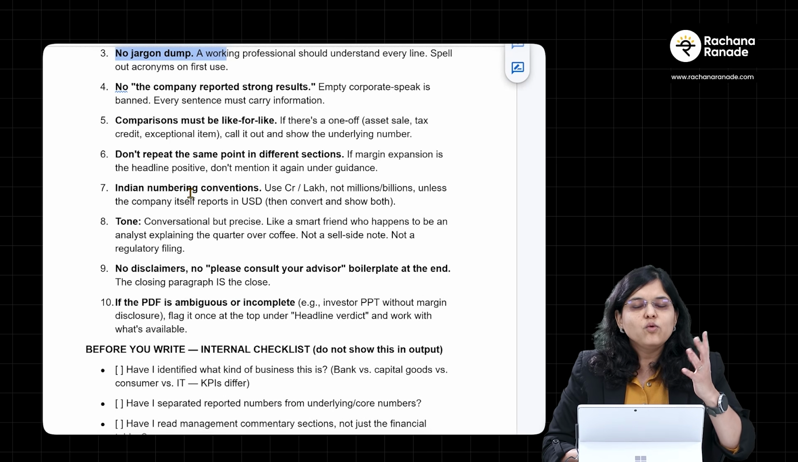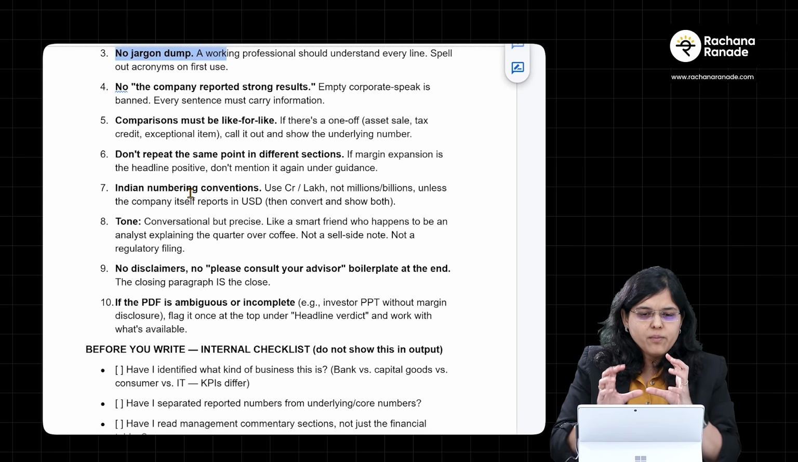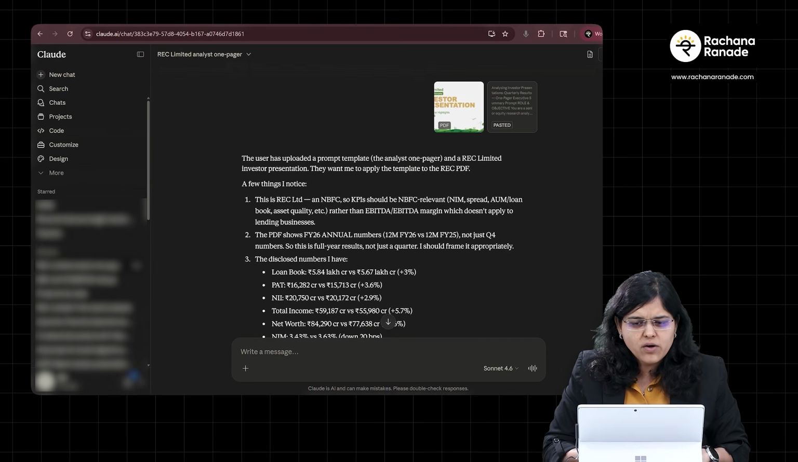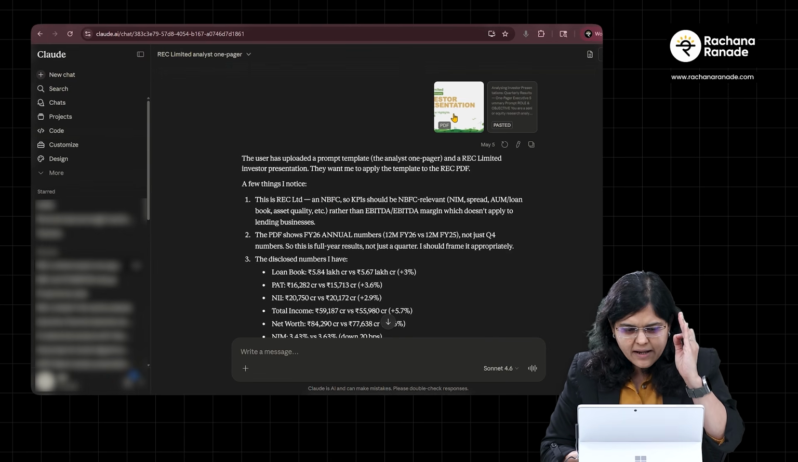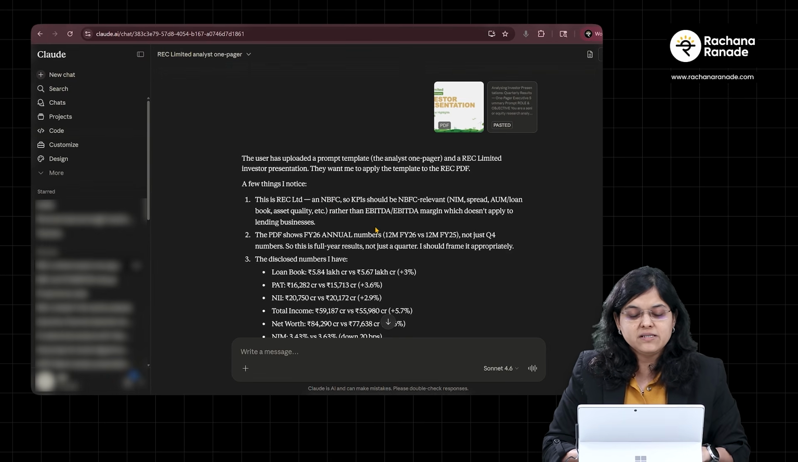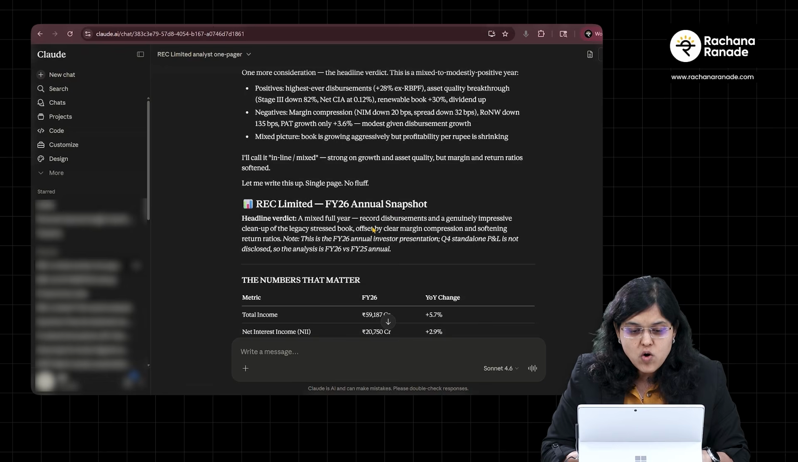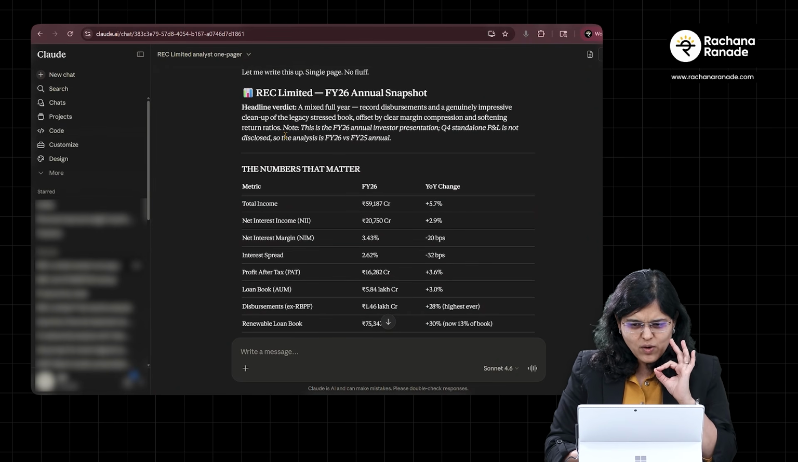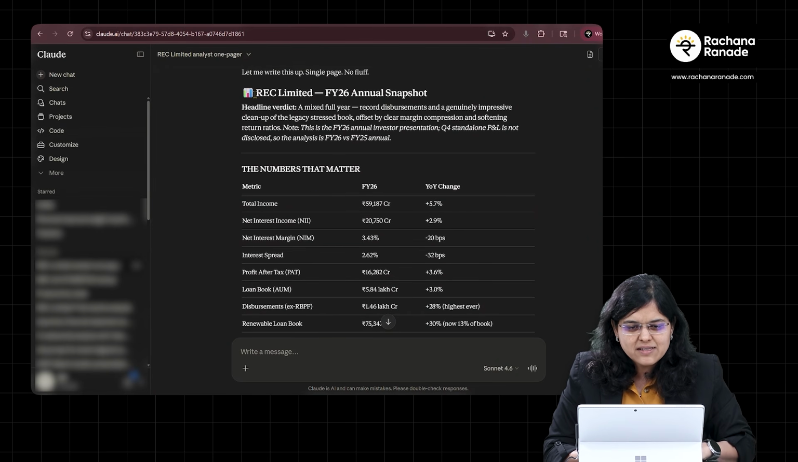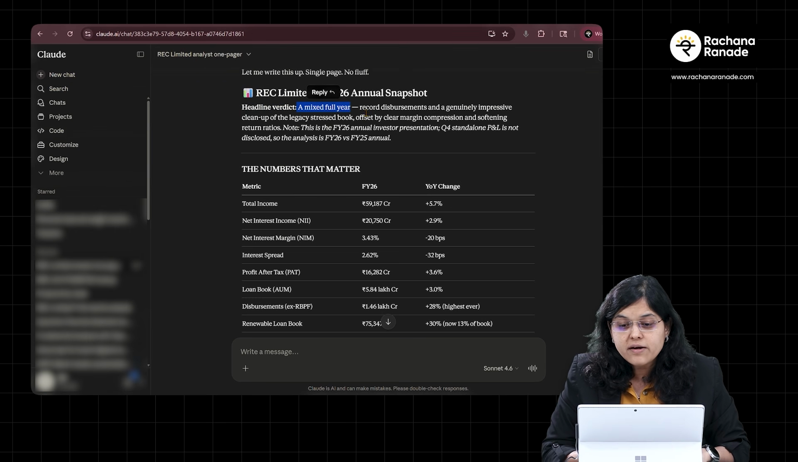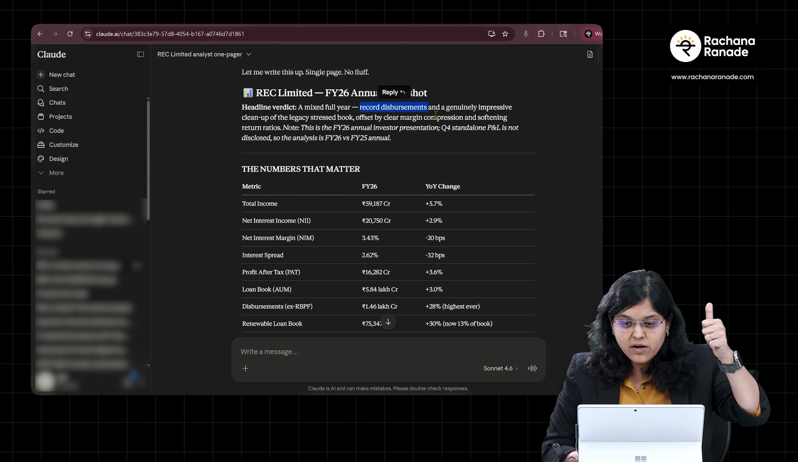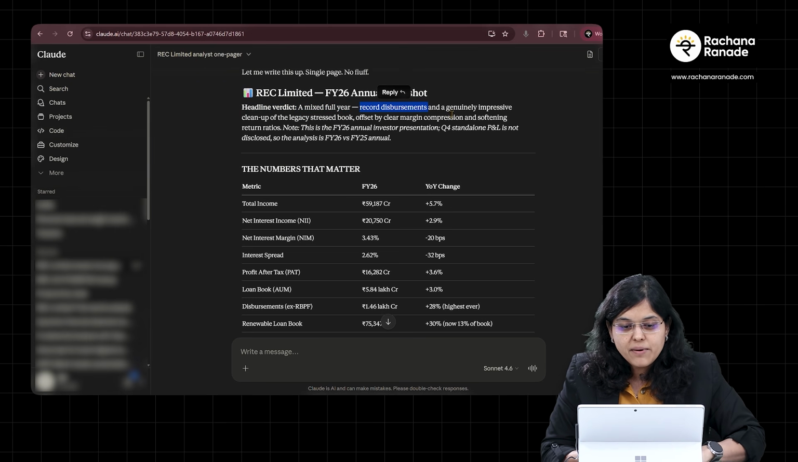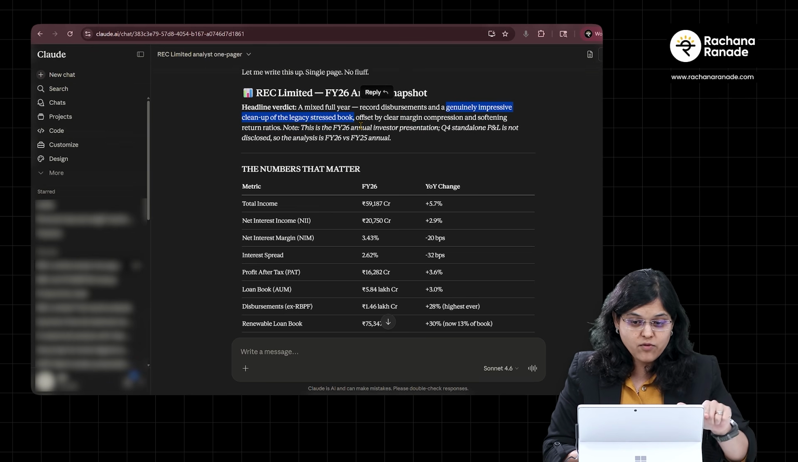So now that you know this is the kind of prompt I've given, just to save some time, I've already attached the REC investor presentation and pasted this prompt, and let's check what sort of output it has given. Have a look at this entire snapshot. It has given a headline verdict. It says a mixed full year, record disbursements. I got to know about one point, record disbursement, genuinely impressive cleanup of the legacy stressed book. So basically, NPAs have gone down.